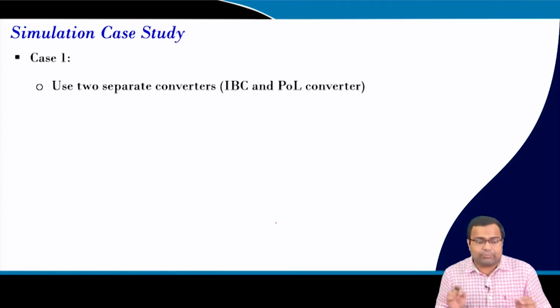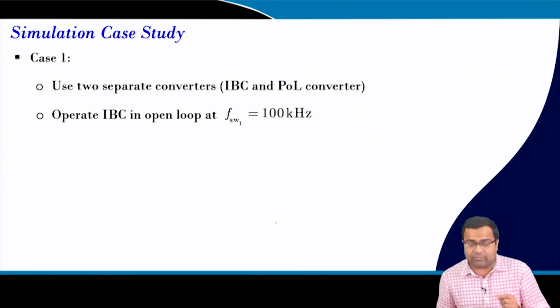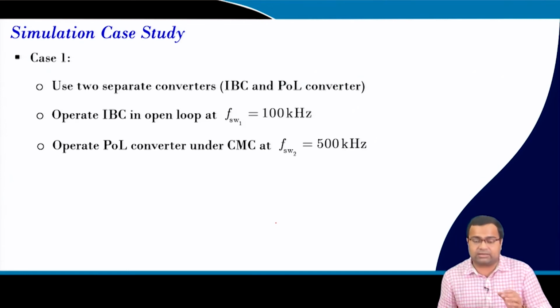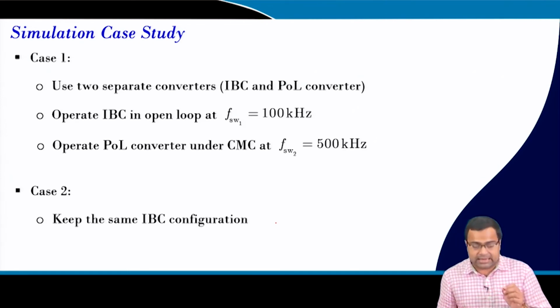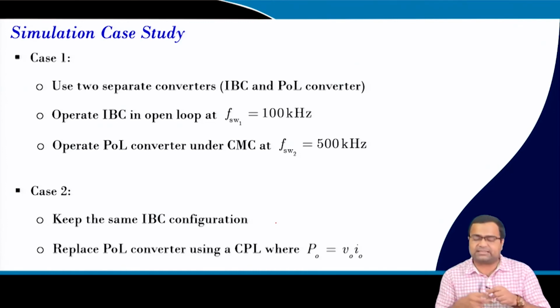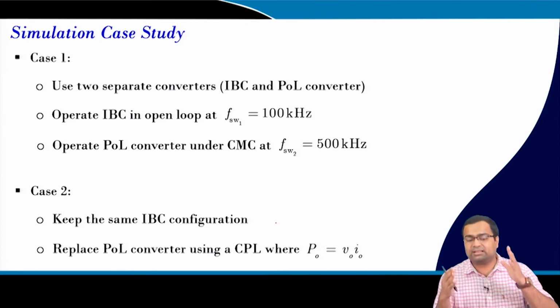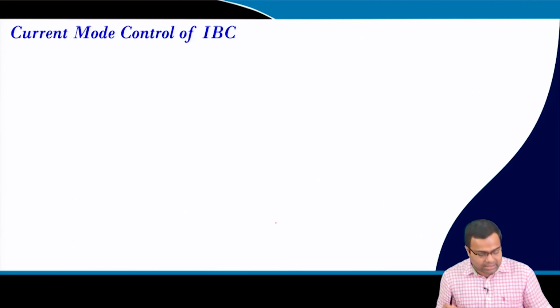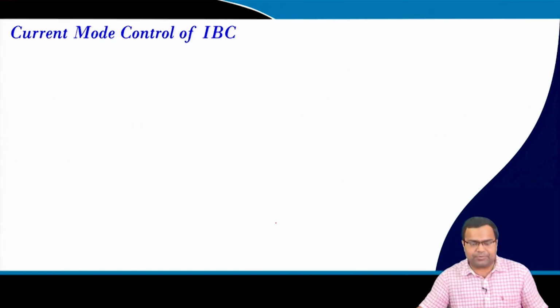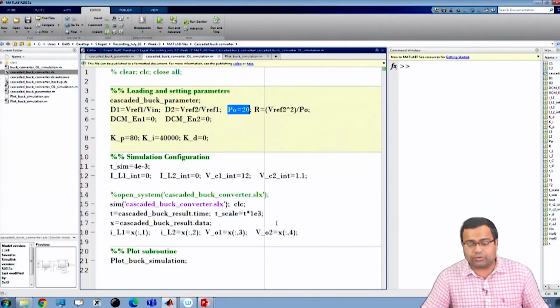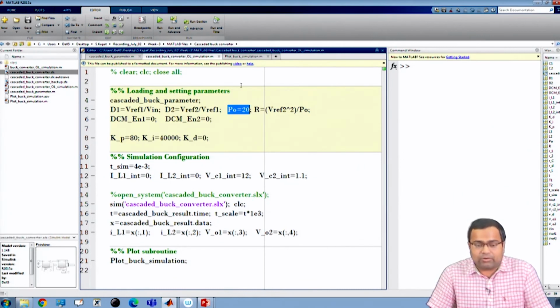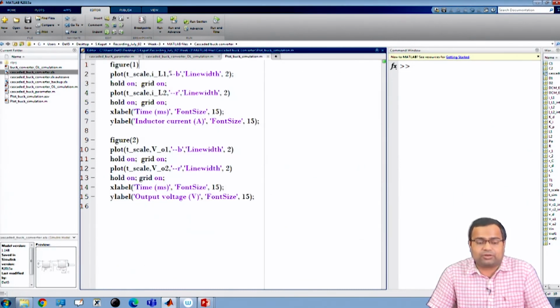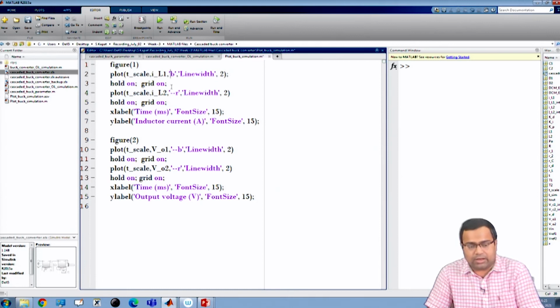Okay. So, the simulation case study, two separate converters we have operated at 100 kilohertz and 500 kilohertz. In case 2, keep the IBC configuration the same, and we have replaced it with a constant power load, and we saw that their behavior is somewhat close in the average sense. Now, one thing we want to observe before we do closed loop control: now we want to go for actual switch simulation, not actually constant power load.